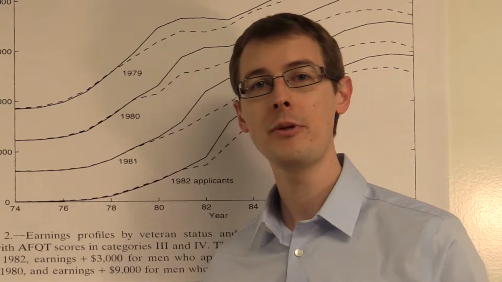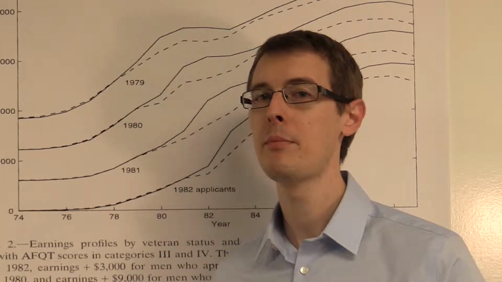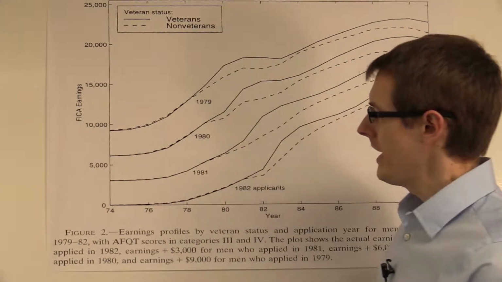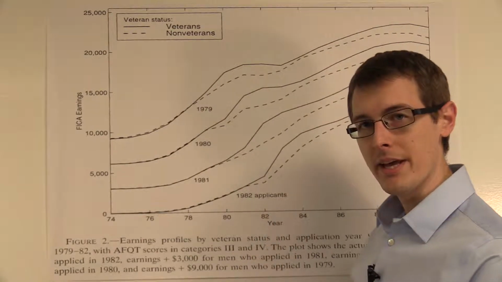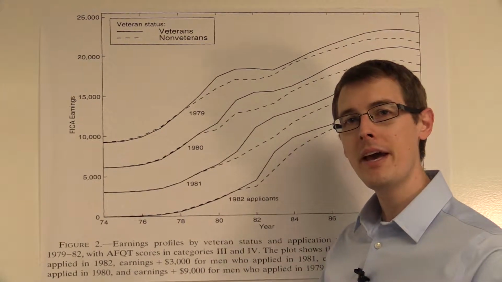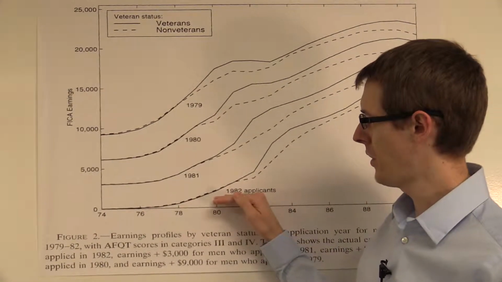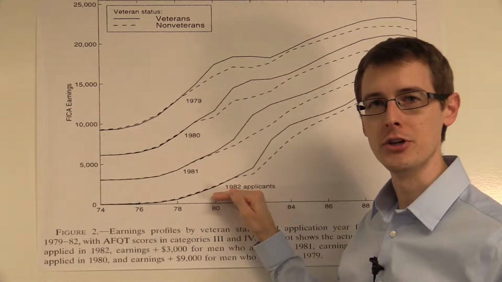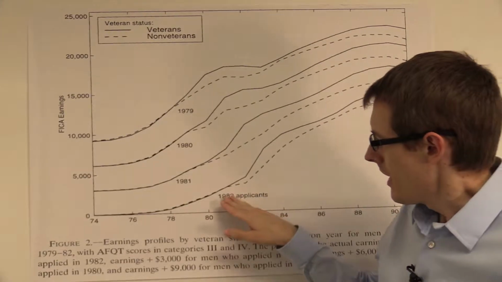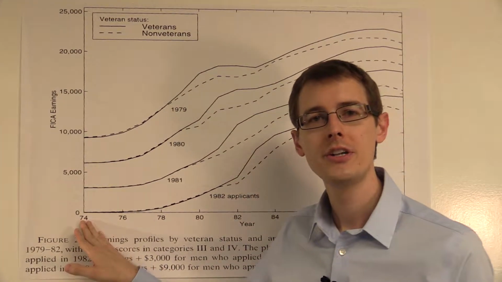So when we talk about treatment effects later on, we're going to actually only define treatment effects for people who applied. Okay, so let's look at the data. He's got, for each applicant, the year that they applied and how much money they made in every year of their life. So let's look at just one group of applicants, 1982, people who applied to be in the military in 1982. Here we see that in 1974, they earned $0.